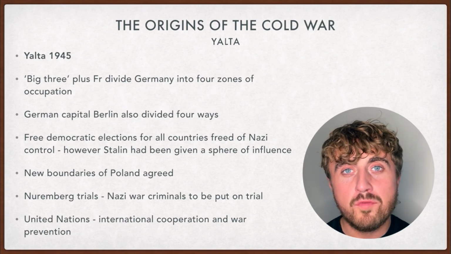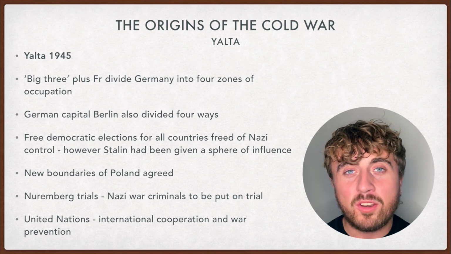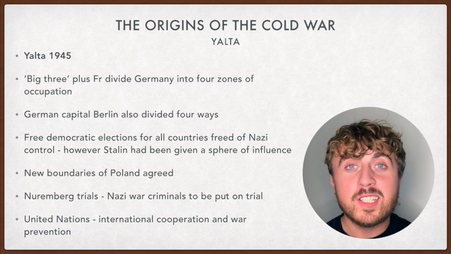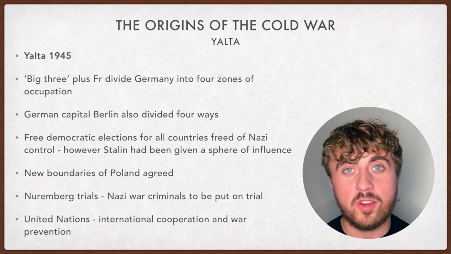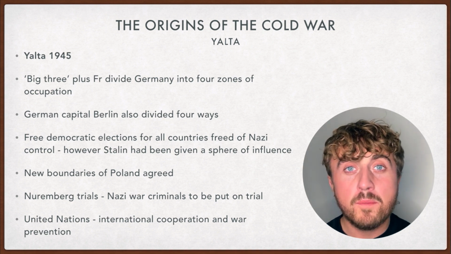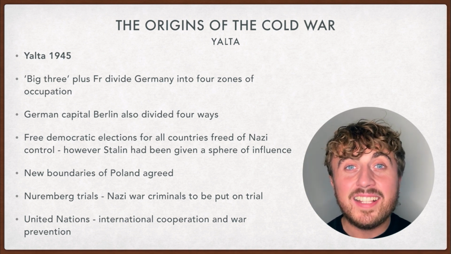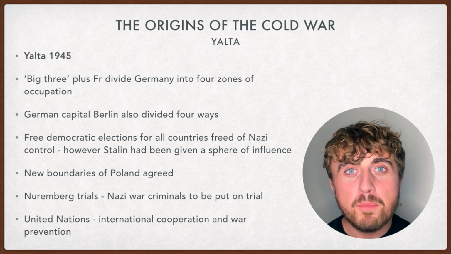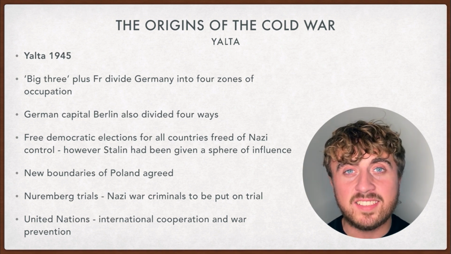The next major conference to know about is the Yalta Conference in 1945, at the end of World War II. At the Yalta Conference, the big three, Britain, USA and the USSR, plus France, all agree to divide Germany into 4 occupation zones. So the USA has a zone, Britain has a zone, France has a zone, and the USSR has a zone. The German capital, Berlin, is also divided in the same way. Berlin is a key source of tension through the Cold War, and you'll find this out in later videos.